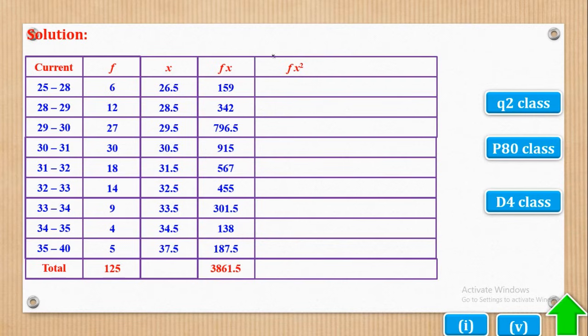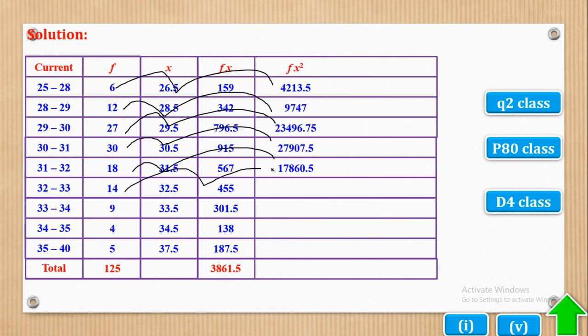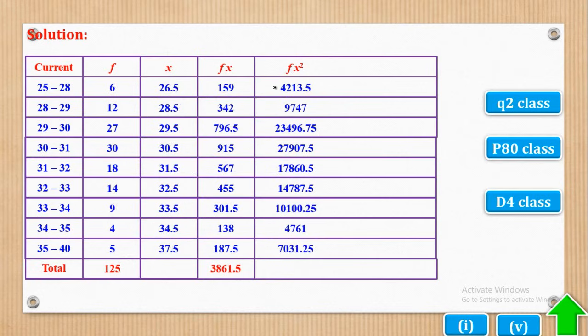Now because they also have some variance, we have to get fx squared. So fx squared, it will be this times this squared to give you this, this times this squared, and so on. Sorry, this time it is supposed to be this times this squared. Okay, then this times this squared, this times this squared. Then also we have to add all these values to come up with this total.